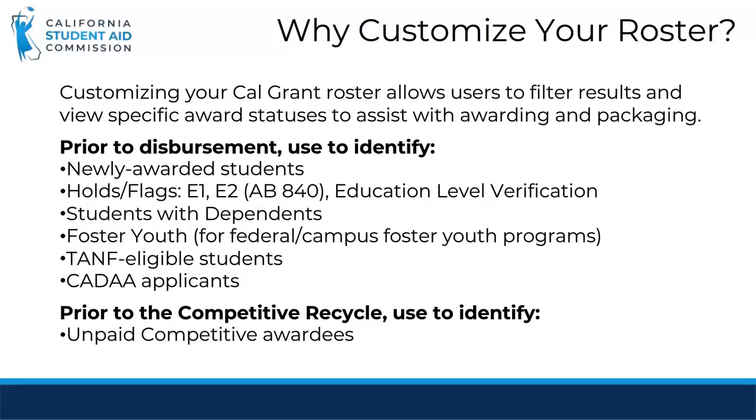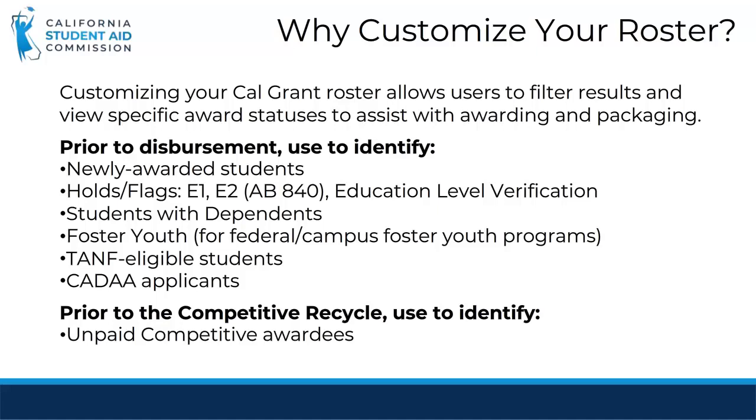Why should you customize your roster? Customizing your Cal Grant roster allows users to filter results and view specific student cohorts based on award status. It is particularly helpful to assist with awarding and packaging. For example, schools can customize a roster to display just foster youth, students with dependents, or flagged records requiring verification of education level or transfer entitlement eligibility.